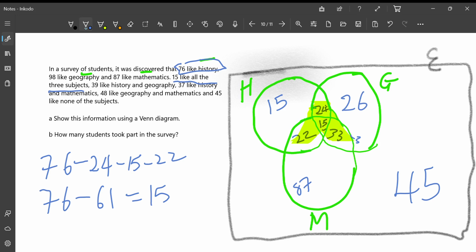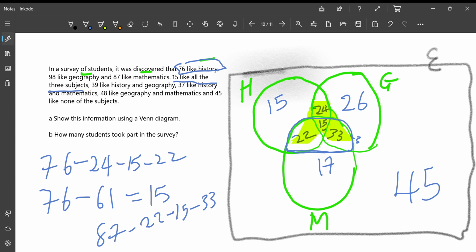We'll also do the same thing for mathematics. We'll have 87 students in mathematics minus every other aspect that touches the mathematics circle. All these aspects, we are also going to minus them from the mathematics circle. So we're going to minus 22, minus 15, minus 33. That's how you know what's truly here. When you finish minusing, you see that you are left with not 87 but 17. So that is how to represent the information in a Venn diagram.